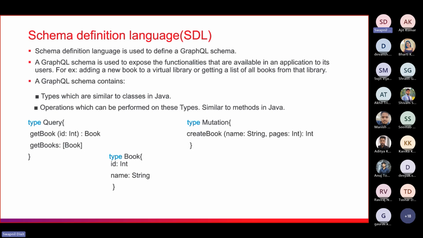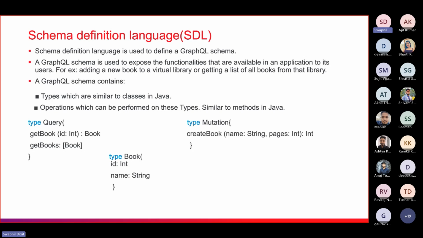The GraphQL schema contains types, which are similar to classes in Java, and operations which can be performed on those types, similar to methods in Java. Below is an example of how we write the schema in the schema file. In the further slides, I will also show you a proper schema file, but below is just an example of a query, mutations, and a simple type which we write in a schema file.